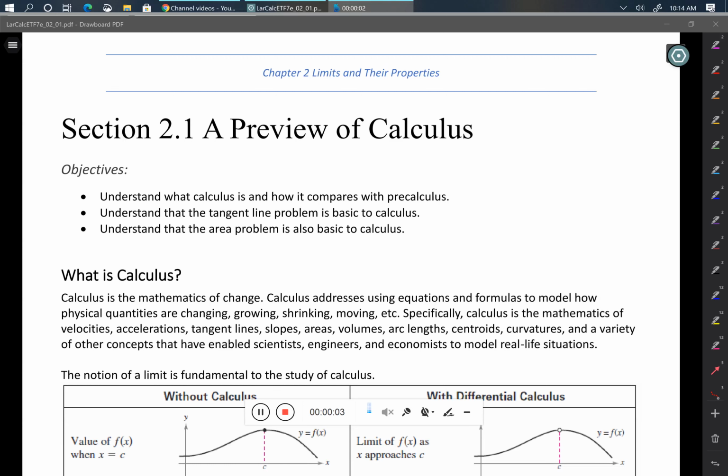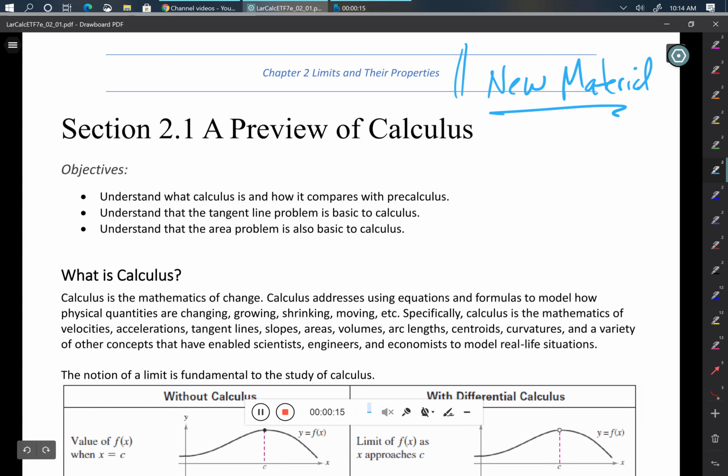This is the beginning of Chapter 2. So we're done with Chapter 1. We're starting Chapter 2. Chapter 2 is going to be new material. So what was going on back there in Chapter 1, that should have been a review. Now we're starting to look at new material.